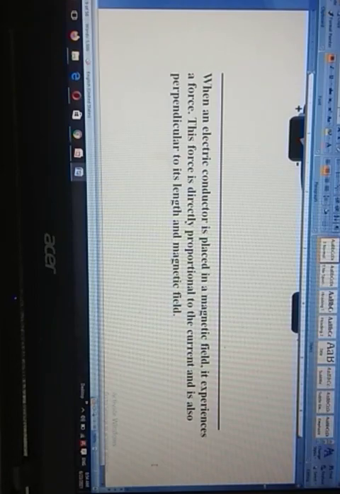So what can we say? We can say that an electric conductor or a wire placed in a magnetic field always experiences a force, and this force is directly proportional to the current. Directly proportional to the current means the force increases when the current increases, and these are always perpendicular to each other, the length and the magnetic field lines.